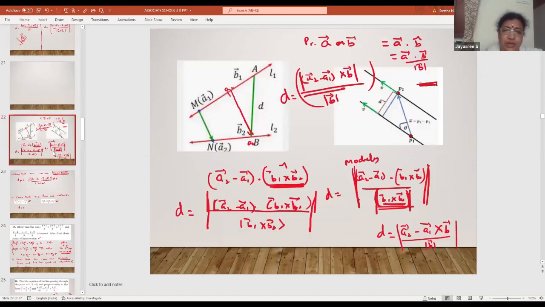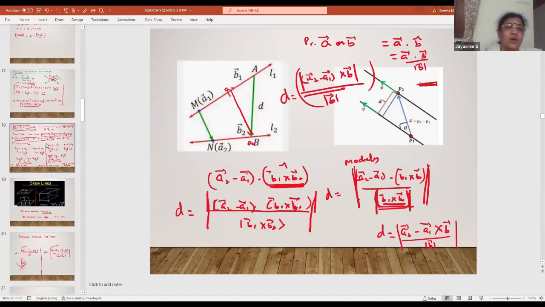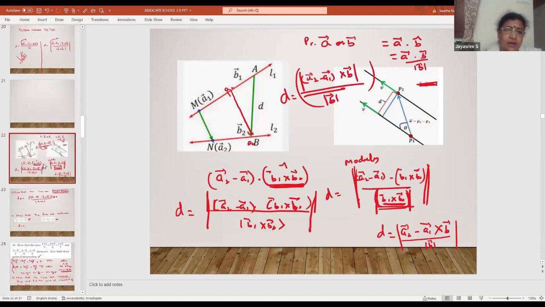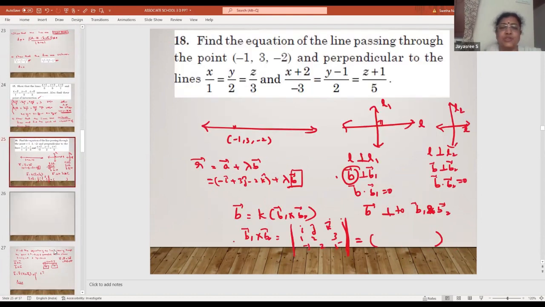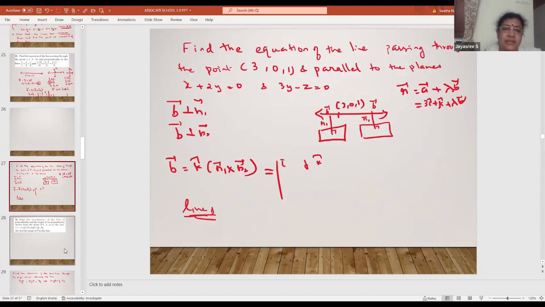And of course, we have only the shortest distance and the angle between the lines. Only these two concepts are there. Whereas we come across: show the lines are coplanar, show the lines are intersecting lines, find the point of intersection. And this is there in the miscellaneous: find the equation of the line passing through the point and perpendicular to two lines, passing through the point and parallel to two planes. These two are there in the miscellaneous.